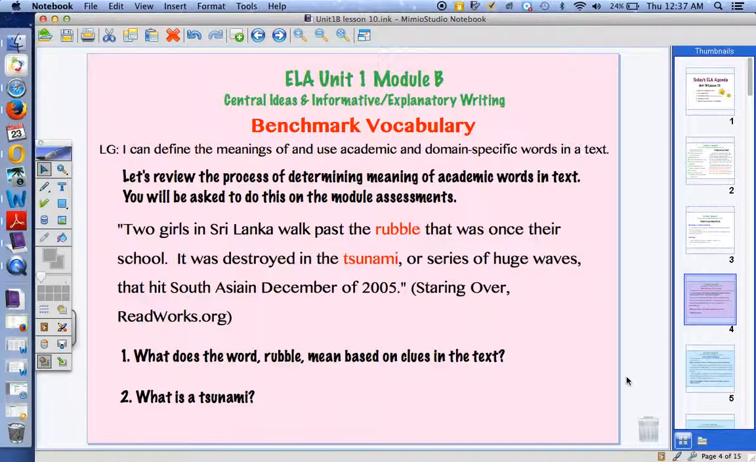So here's our review of vocabulary, because on the mid-module test tomorrow, you're going to be asked to define vocabulary words based on evidence within a text. So let's just review. Here I have a small piece of text from a larger article called Starting Over. Oops, there's a typo error right there. And we have found this on readworks.org.